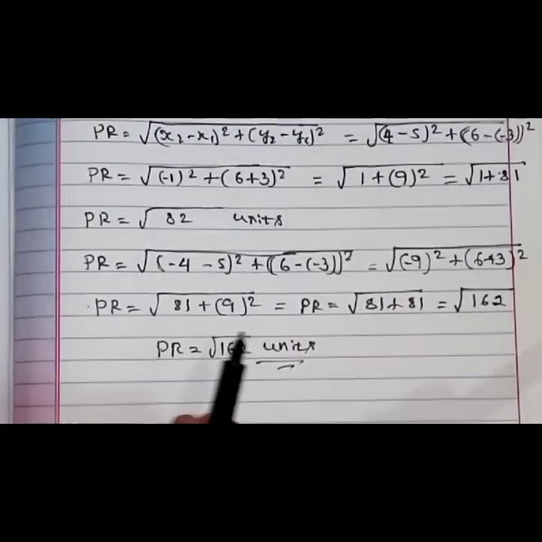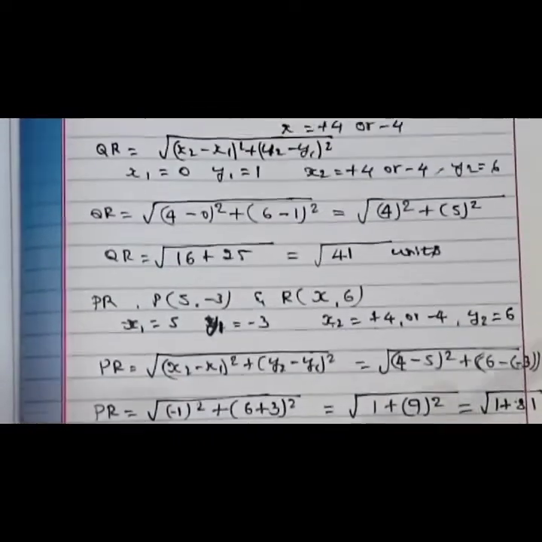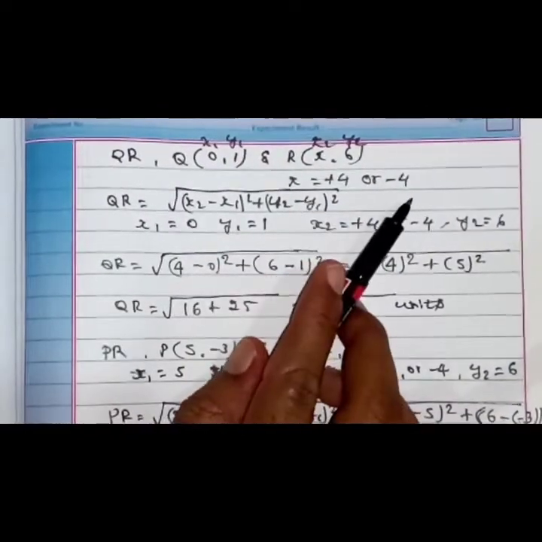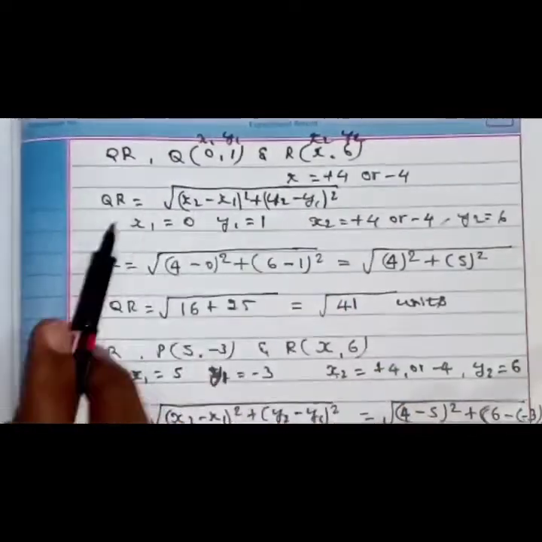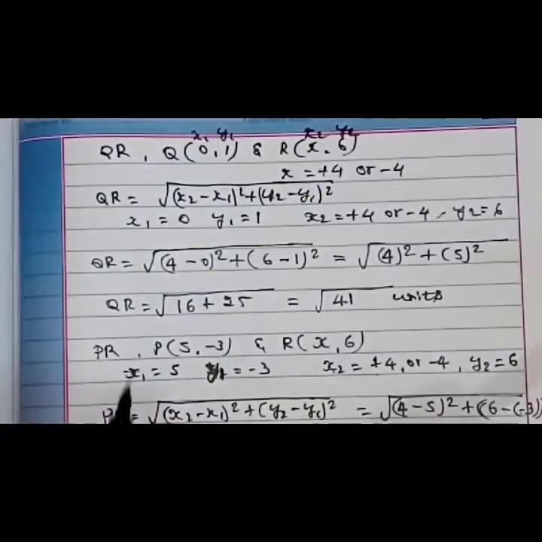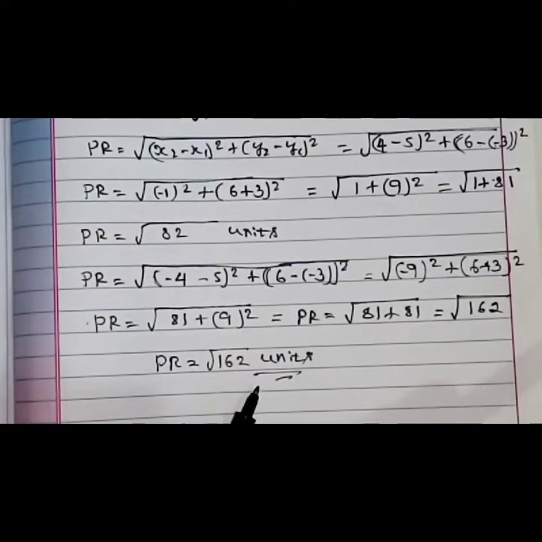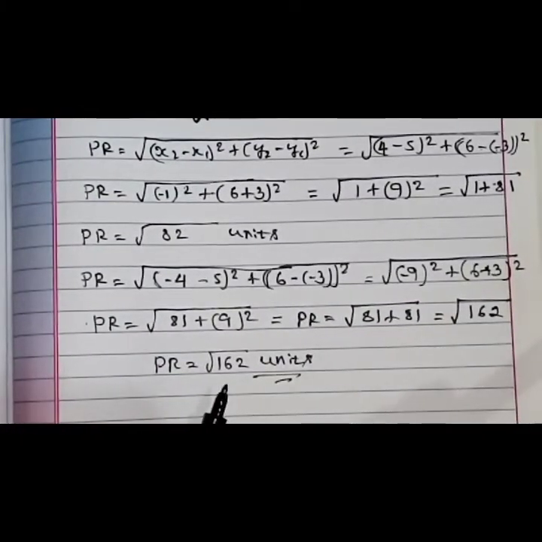So we have found the value of x also. Now what is the value of x? x is nothing but plus 4 or minus 4. Also we have found the distance between QR and PR. So here, right, children? So this is the problem, and thank you.